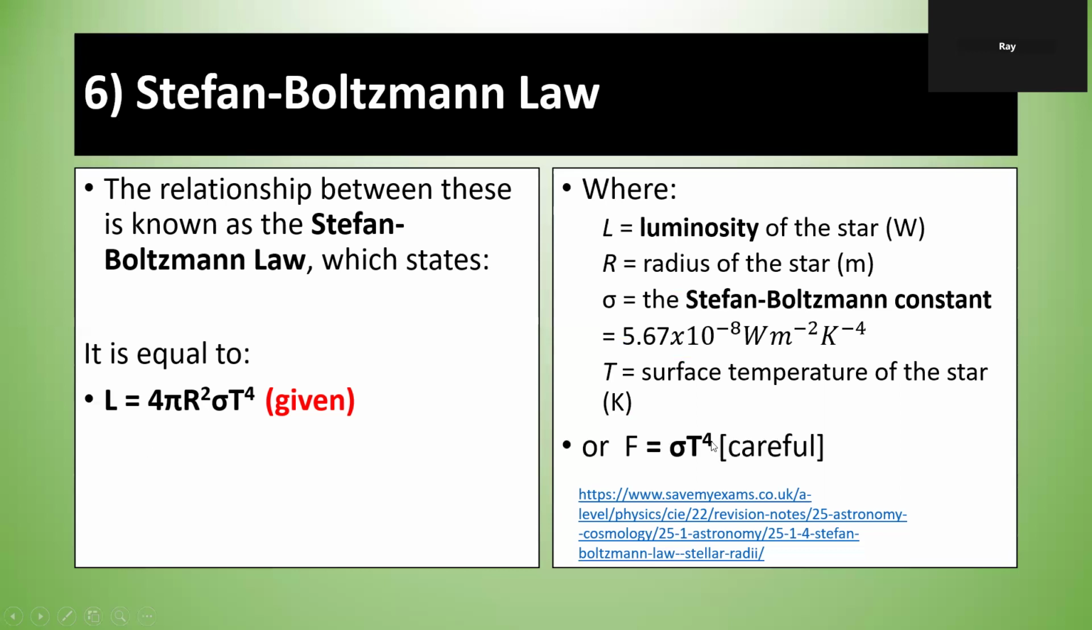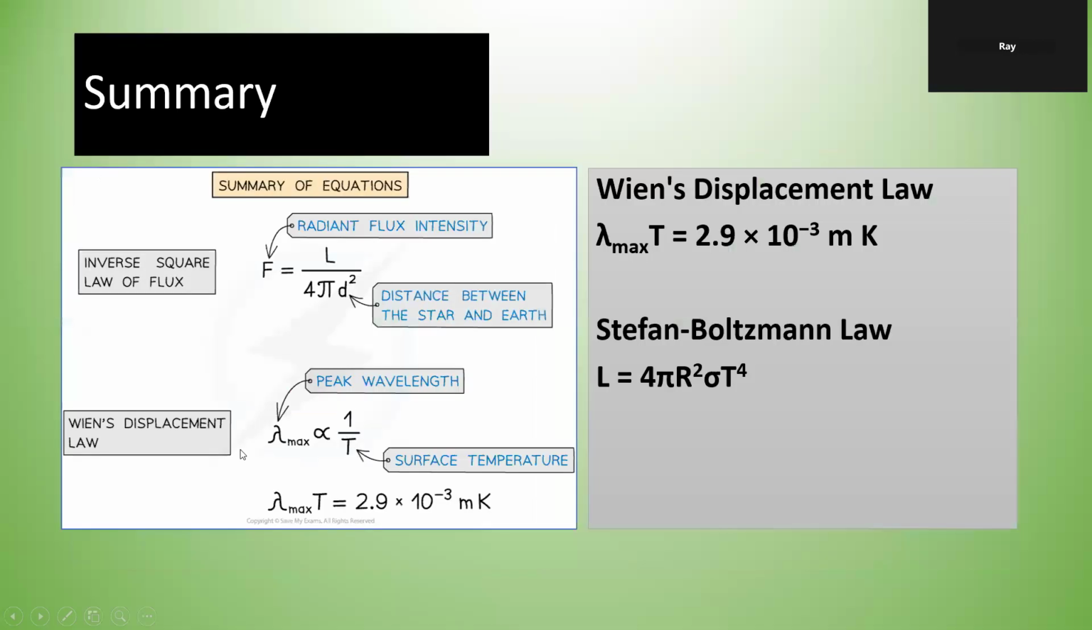Careful when you write it in this form. Right? With this form, we tend to think of taking the distance from Earth to the star. But this is radius, not distance. Radius of the star. In summary, radiant flux intensity is L over 4 pi d squared, where d is the distance between the star and Earth.